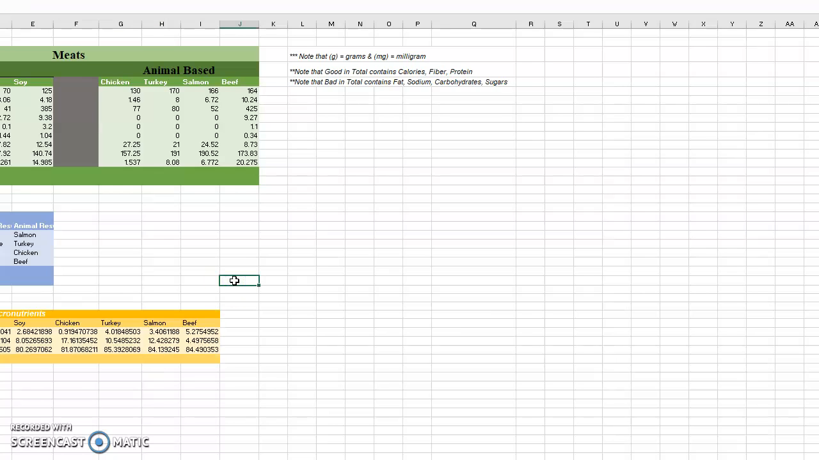Certain people might want more fat, more protein, more calories, even though maybe Beyond Meat is better for you than, let's say, soy, but some people might want a little less fat, so they might take soy over Beyond. It just depends on what type of diet they are going for.